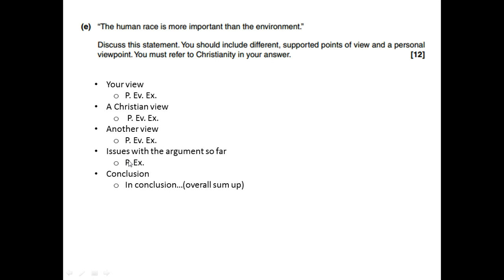What you're going to talk about now are issues with the argument so far. In other words, what can you use to contradict the views that have been raised so far. And you don't really need an evidence for this. You just need your point and explain. So if, say for example, the Christian view, using a different example up here, we'll just forget this. Forget this quote statement for the time being.